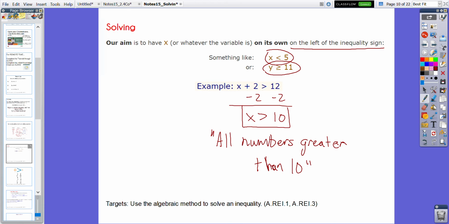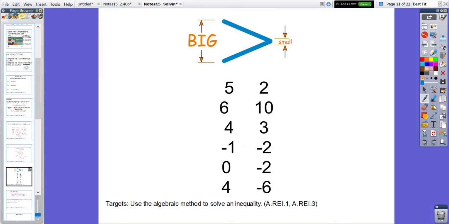Just to make sure we're on the right page, let's make sure we know how to use greater than or less than when we compare two values. The bigger number goes on the left and the smaller number on the right for a greater than sign, like we see on this page. So 5 compared to 2, that'd be greater than. 6 compared to 10, well, 6 is less than 10. Same thing right here, 4 is greater than 3. Negative 1 and negative 2. Be careful here.